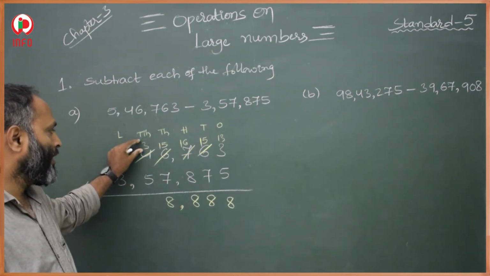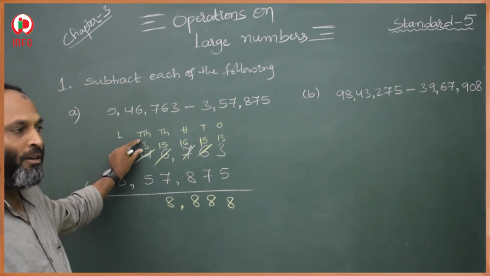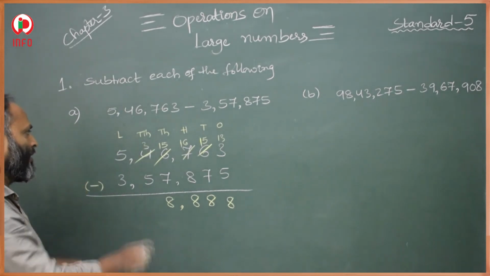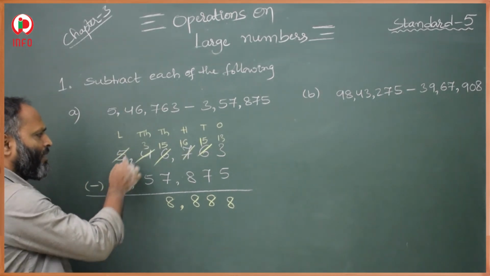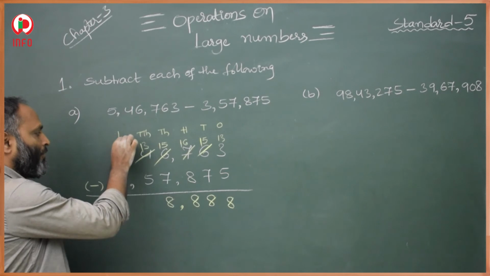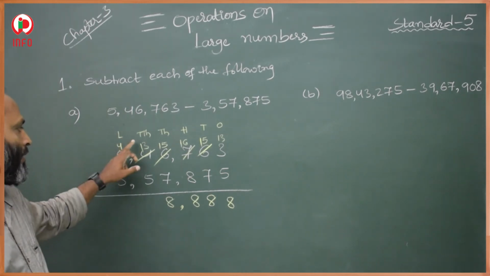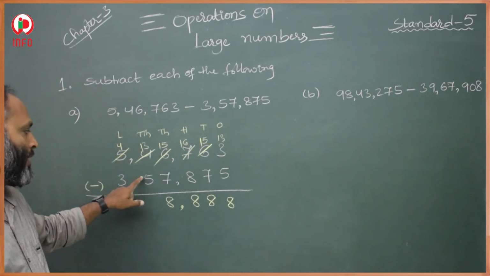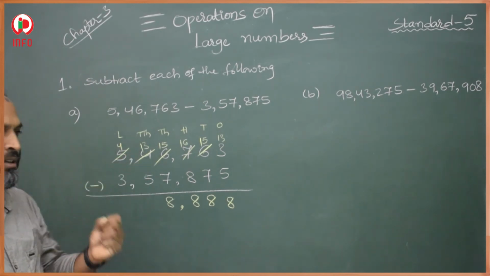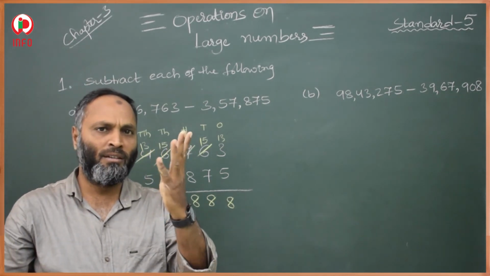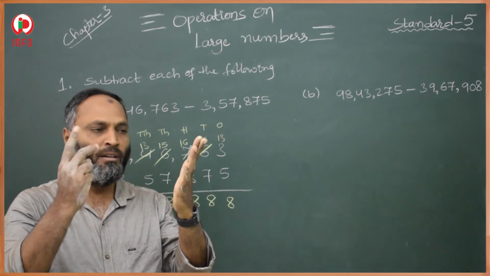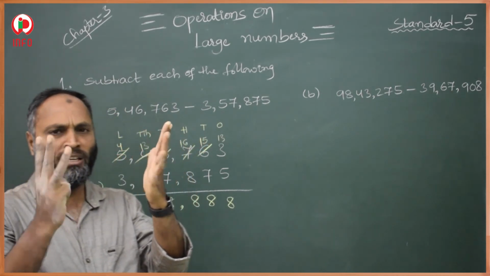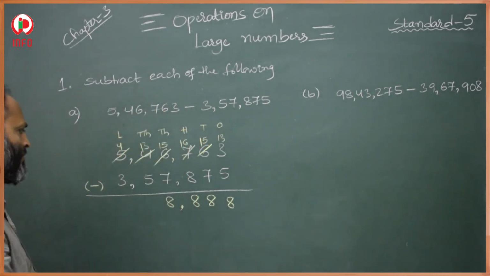This minuend is smaller. If the minuend is smaller, again we take borrow from the next place, the lakhs place. From here it becomes 13, and this becomes 4. 13 minus 5 means we count from 6 to 13: 6, 7, 8, 9, 10, 11, 12, 13. The answer is 8.